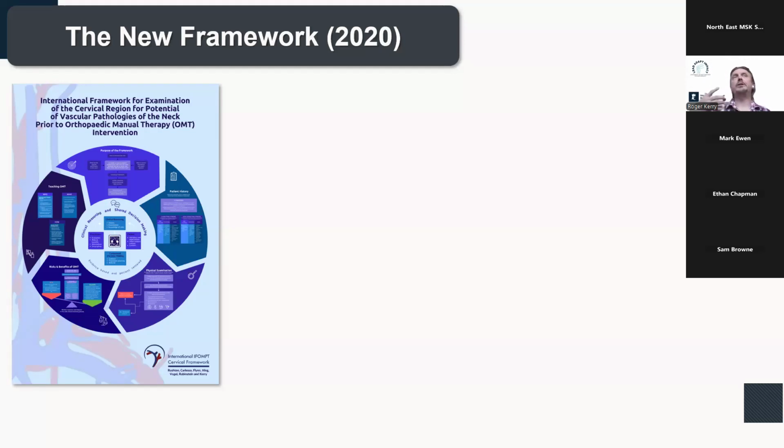That's our interpretation based on a review of every single case study that's been reported, and every study that's looked at a case series of these events. So we're shifting that narrative from manual therapy is dangerous to I need to be better at clinical reasoning to identify early signs of stroke.